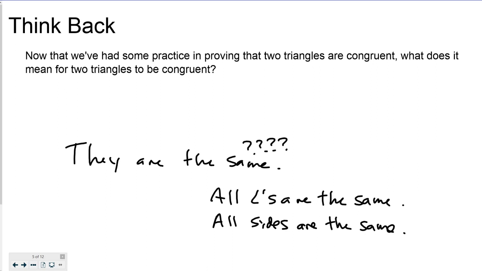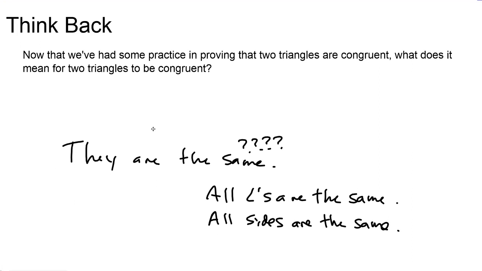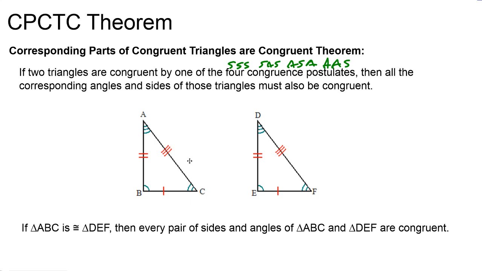So, we had some practice in proving two triangles are congruent in the last section using the four congruent shortcuts, SSS, SAS, ASA, and AAS. When two triangles are congruent, it means they are the same, so we further clarified that to mean that all angles of the triangle are the same and all sides of the triangles are the same. So this is formalized in a theorem called the corresponding parts of congruent triangles are congruent theorem, more commonly known as CPCTC. If two triangles are congruent by one of the four congruence postulates, then all of the corresponding angles and sides of those triangles must also be congruent.